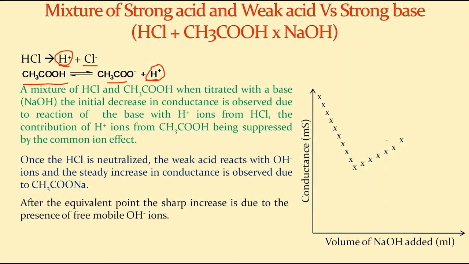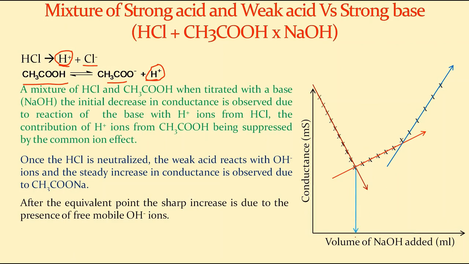the remaining sodium hydroxide is present in the solution, that means hydroxyl ions concentration increases with the addition of sodium hydroxide, so you will observe a clear increase in the conductance. In this graph, we will get three straight lines. This is the first one. It is due to the neutralization of the HCl, the second line is due to the neutralization of the acetic acid, and the third line is due to the increase in the number of hydroxyl ions. So two endpoints we obtain in this graph.